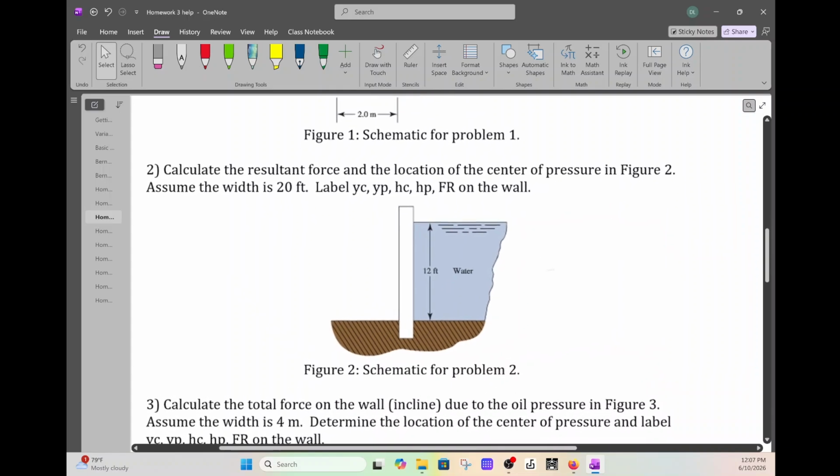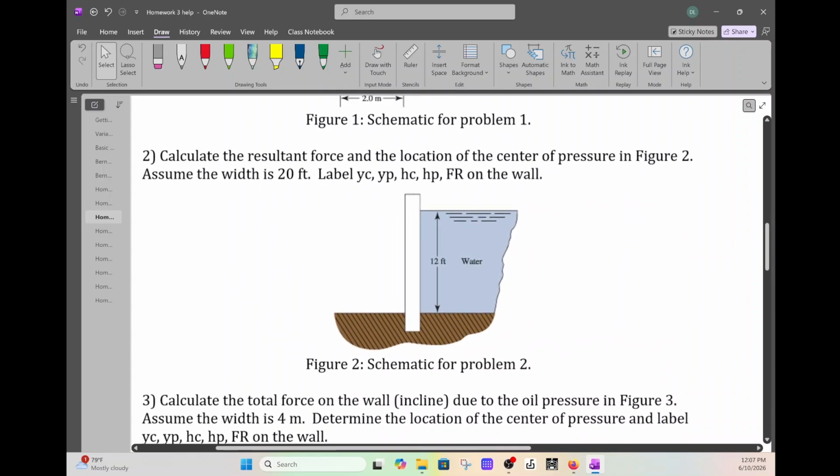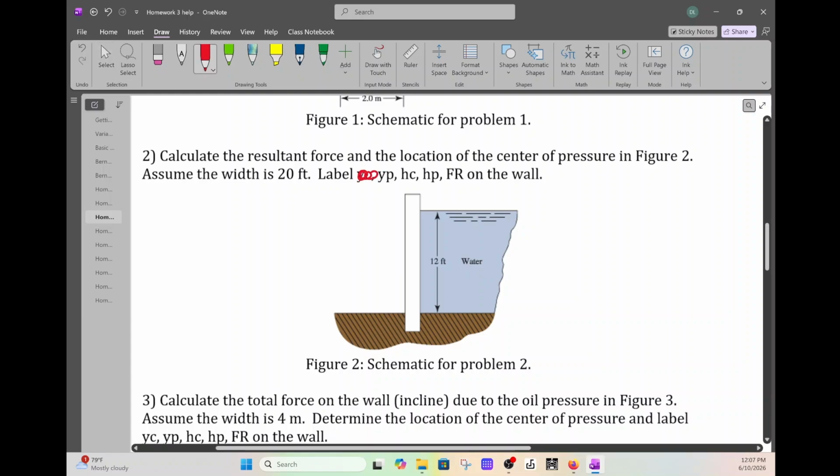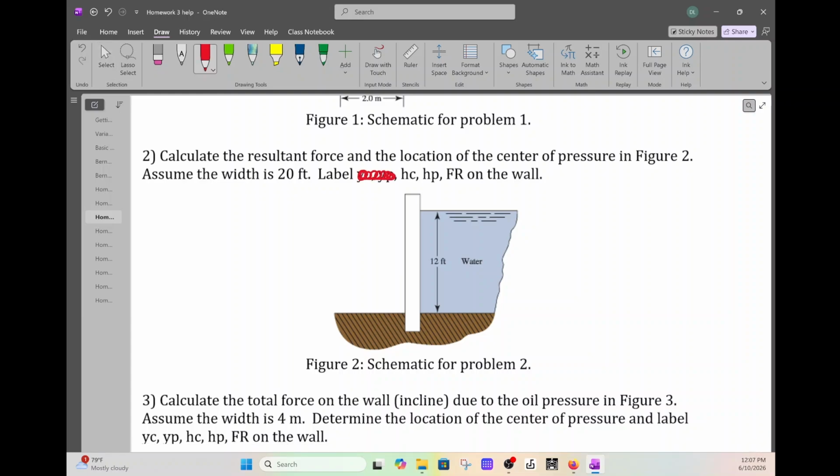All right, problem 2. Calculate the resultant force and the location of the center of pressure in figure 2. Assume the width is 20 feet, and I want you to label, don't worry about YC or YP. I'll actually fix that in the homework. Just label HC and HP. So if you remember, hydrostatic force is down here. It's a rectangle. It's 2/3 from the top down or 1/3 from the bottom up.